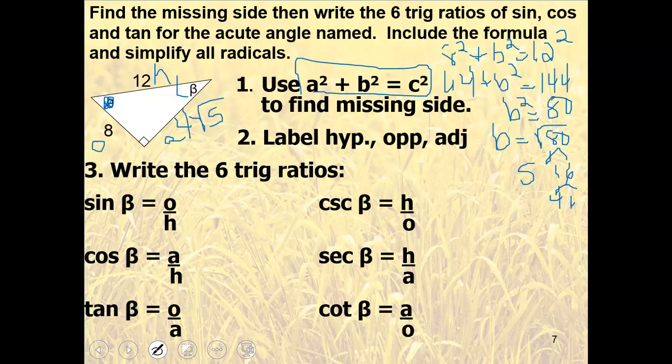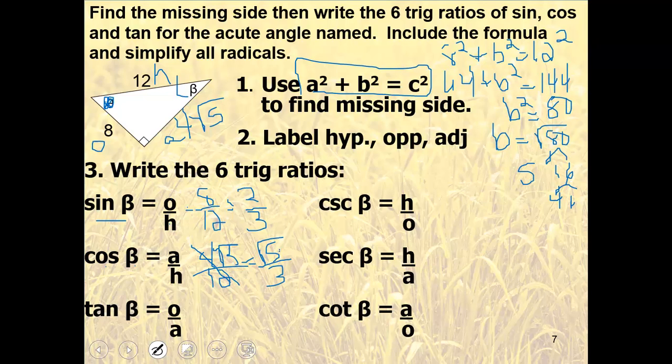So here we go. Sine of beta is opposite over hypotenuse, so I get 8 over 12, which is equal to 2/3 when I reduce. The cosine of beta is the adjacent over the hypotenuse, so I get 4 square roots of 5 over 12, which is the square root of 5 over 3 after cancellation. This I don't have to rationalize because it is the square root of 5, it's in the numerator.